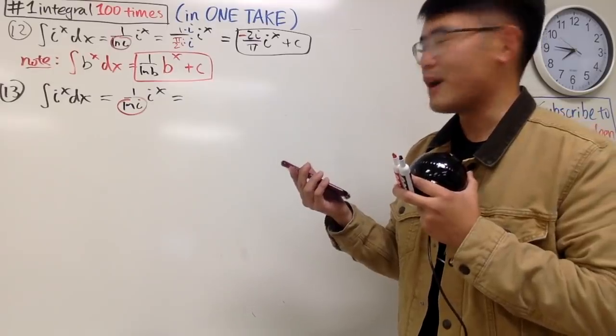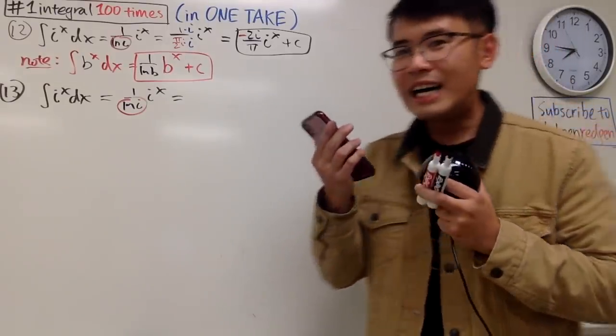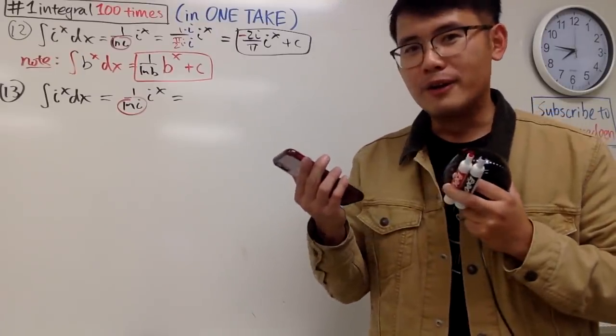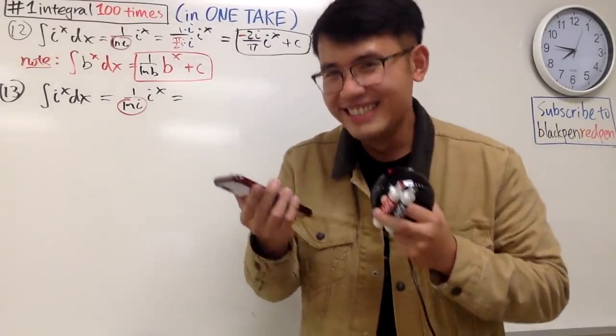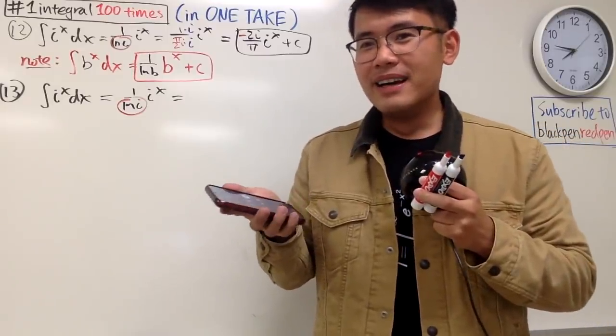I'm just going to use pi over 2i. I'm on question number 13. Yes, I'm on question number 13, and then I have to integrate i to the x power, and then I have like 87 more to go. Oh my god. Good luck. I mean, the night is young, right?